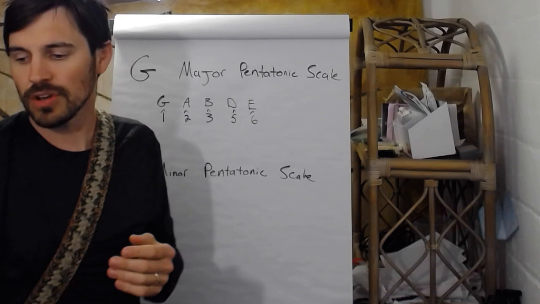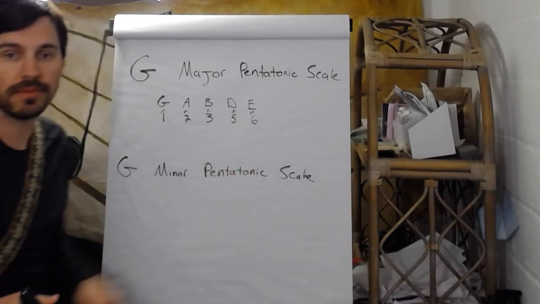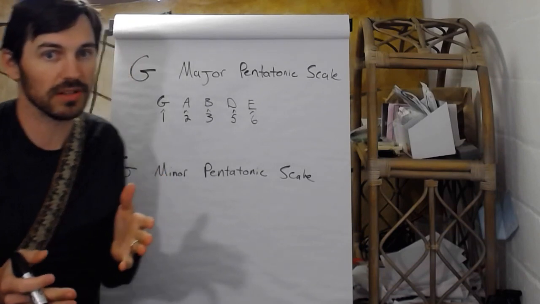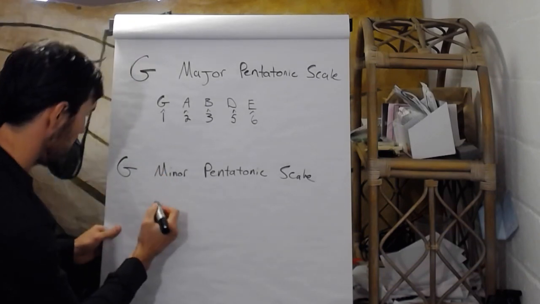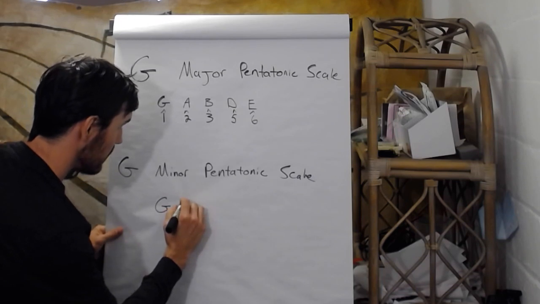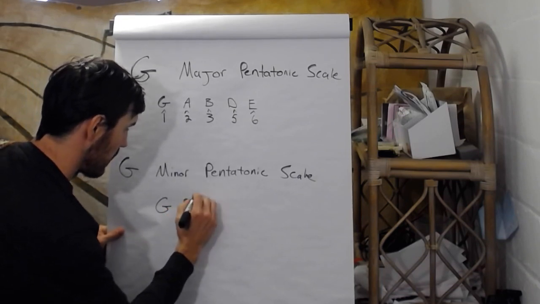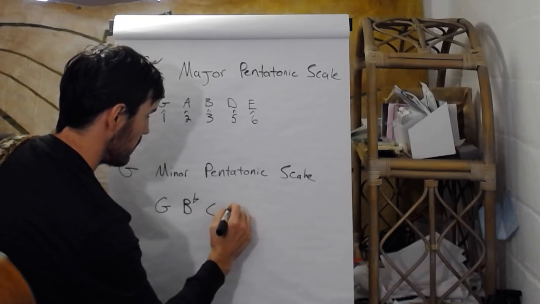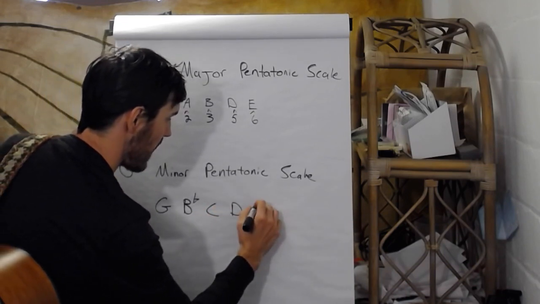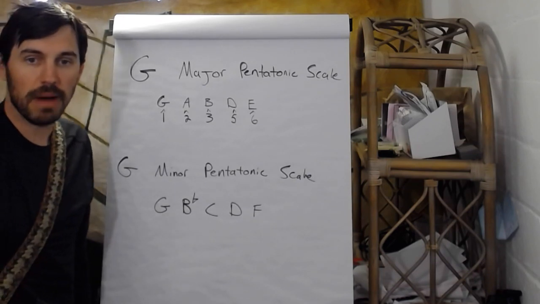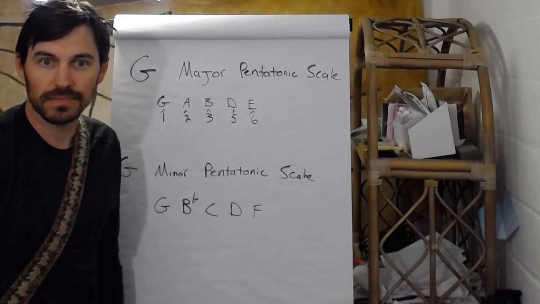Okay, so what do we got now? Let's do the minor. G minor pentatonic. So what are the notes in G minor pentatonic? Well, it changes a little bit. So I'm going to write it out here. It's going to be G still. B flat. C, D, and F. There's our minor pentatonic scale.